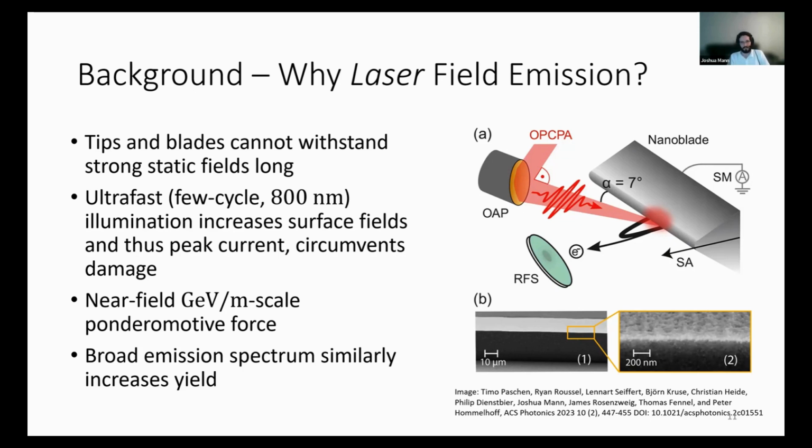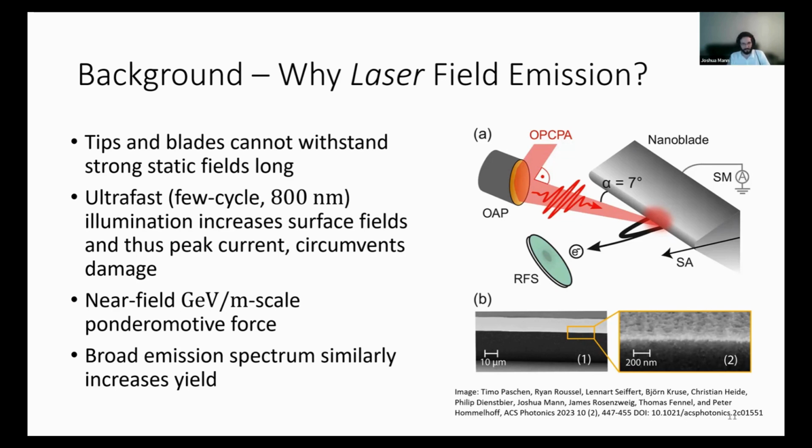And so if we instead use an ultrafast, few-cycle 800 nanometer laser, you can actually get to a higher surface field and therefore a higher peak current, while also circumventing damage as you're not depositing so much energy into the structure.